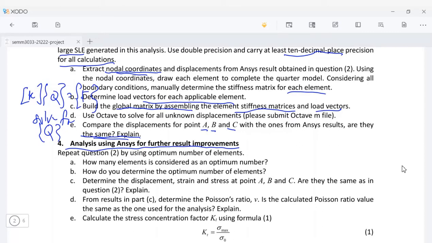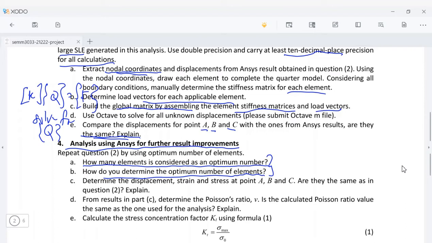So now the question is, how many elements is considered the optimum number of elements to use? Is it 12? Is it 30? Is it 40? Is it 100? Is it 200? Is it 1000 elements? So this is the question. You should be able to answer this. How do you determine the optimum number of elements? Basically these two questions are related. Determine the displacement, strain, and stress at points A, B, and C.